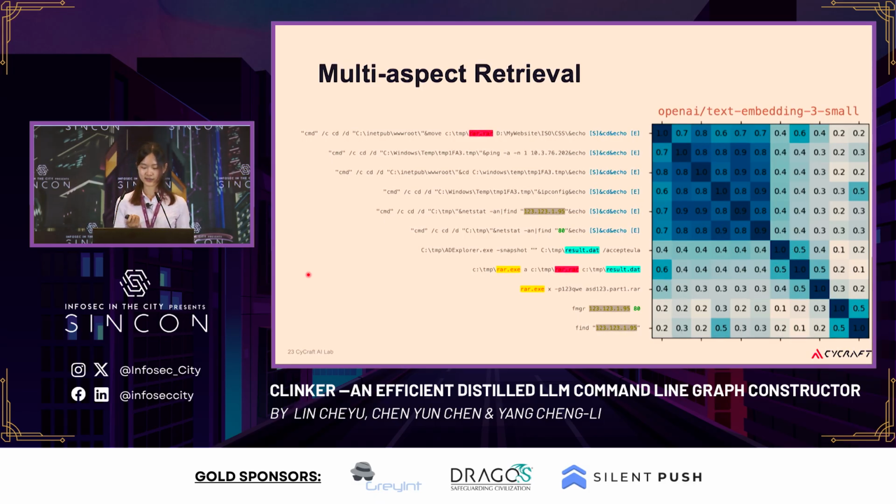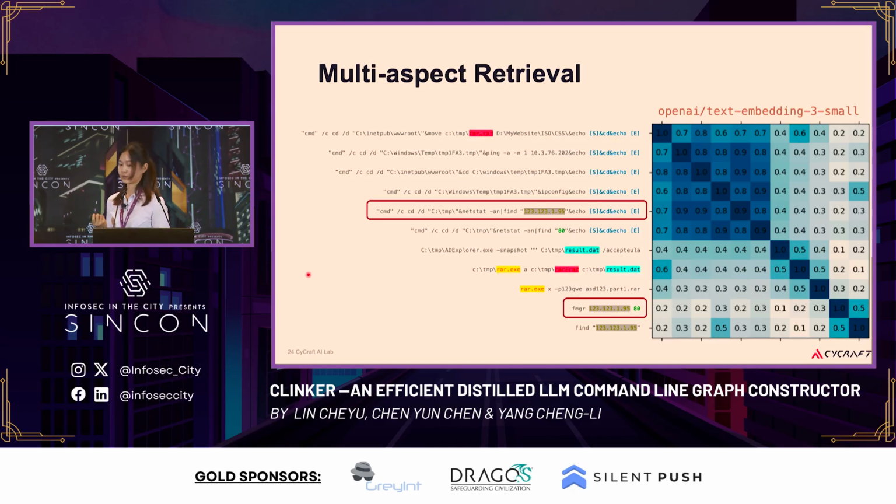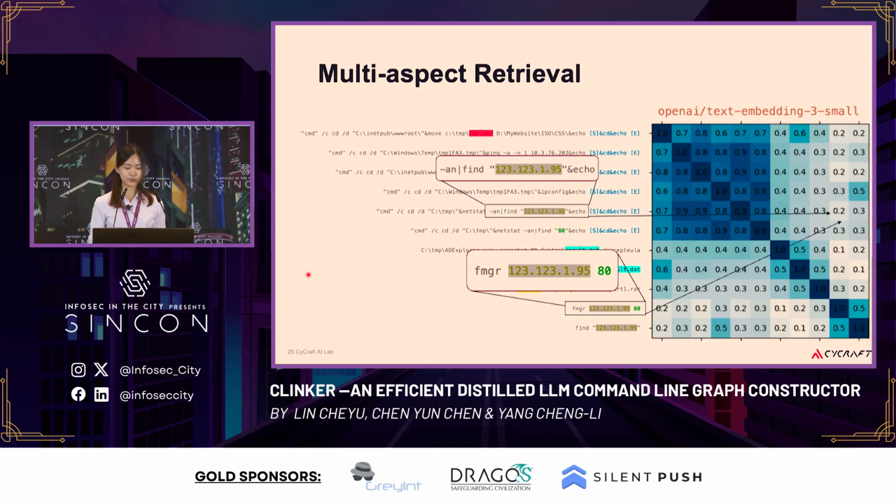For example, take a look at these two commands. They share the same IP point, and they should be linked together in some way, but they wouldn't in this scenario because the similarity score of their embeddings is only 0.2. So clearly, relying on embeddings alone is not sufficient. We need to consider multi-aspect relationships.